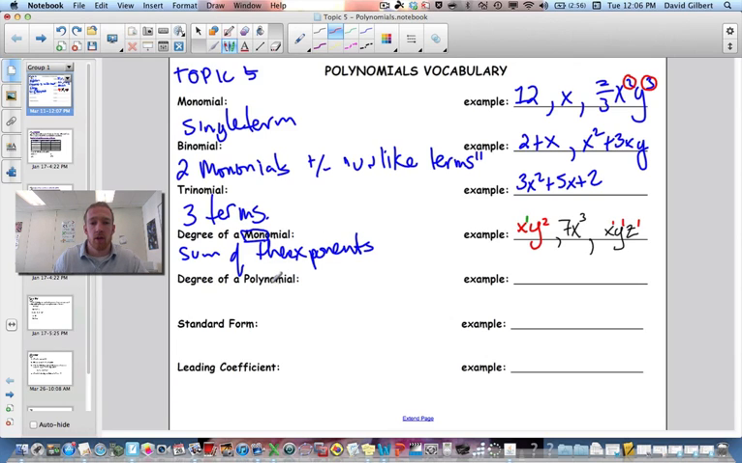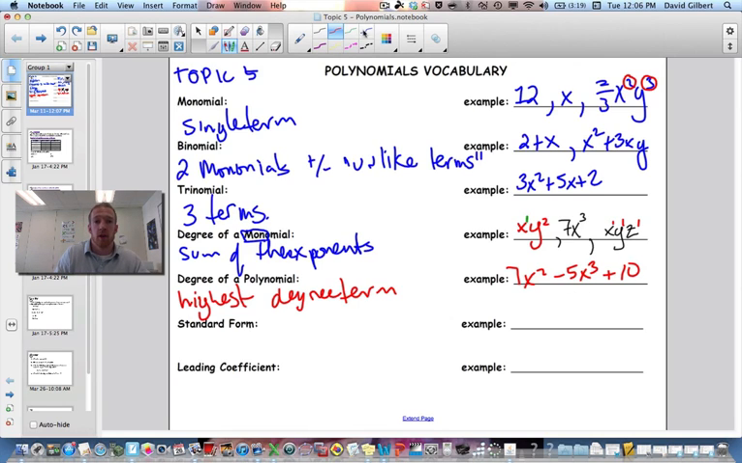The degree of a polynomial is just the degree of the highest degree term. So if we have something like 7x squared minus 5x cubed plus 10, the degree has only to do with the powers of the exponent, and the highest exponent or highest power here is a 3. So this would be degree 3.